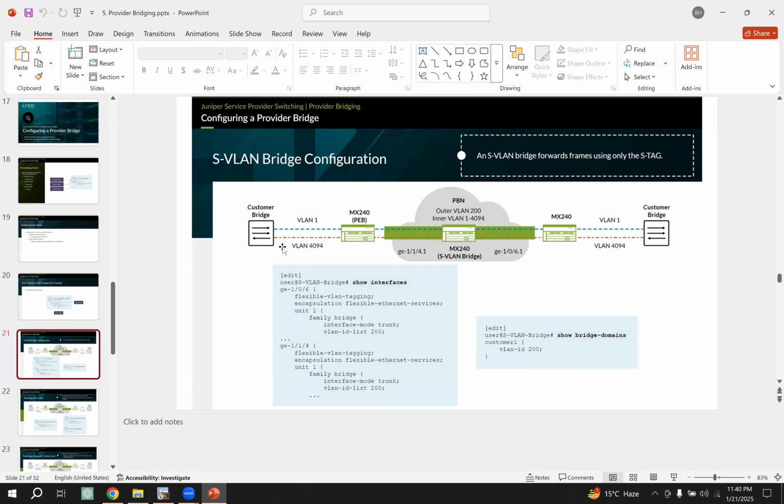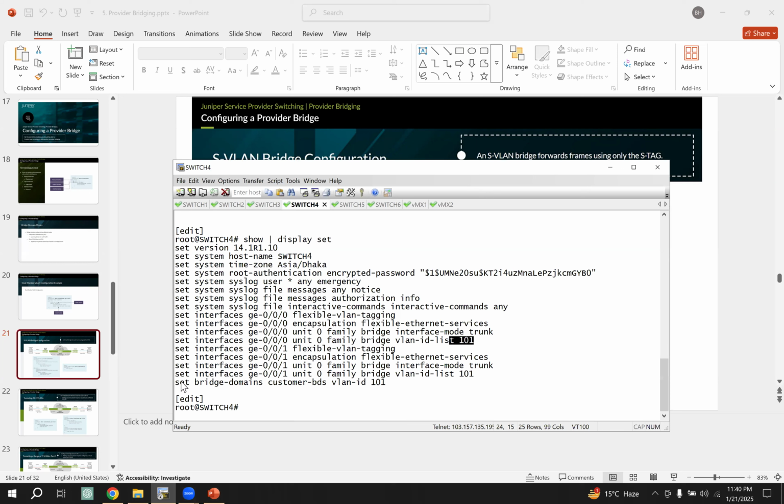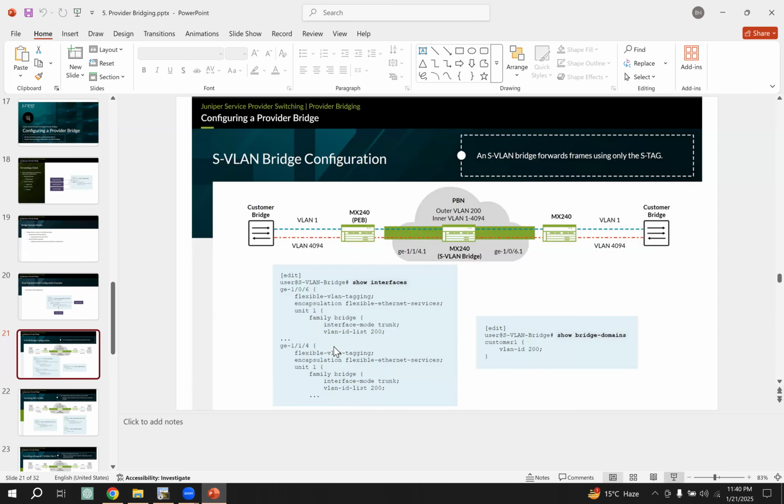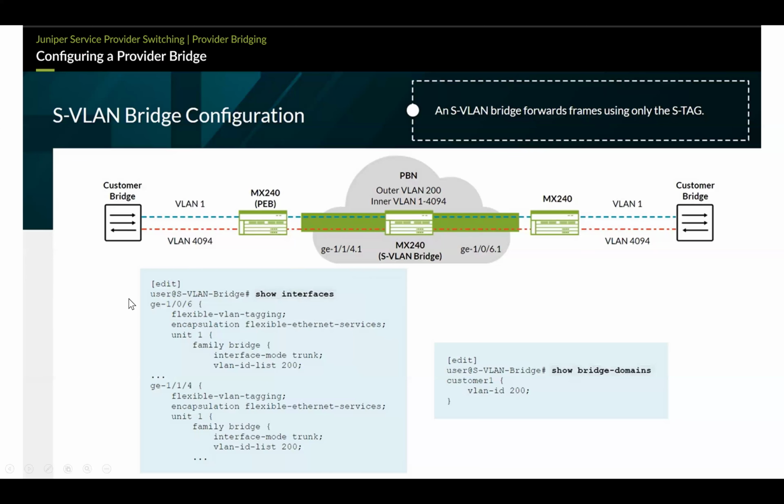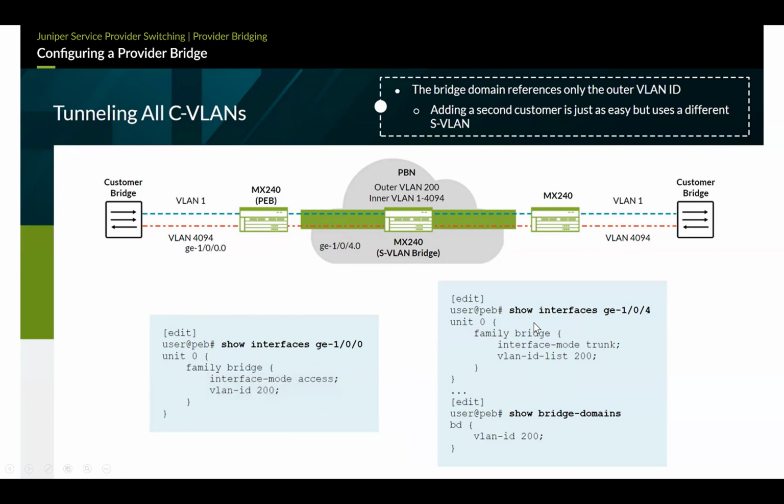So this is basically the S-VLAN bridge configuration, and this is the port configuration and how to create the VLAN. This is the command: set bridge domain, and the bridge domain name is customer BDs. You can set any name here, and the VLAN ID is 101. In an MX device, we create a VLAN with this configuration.